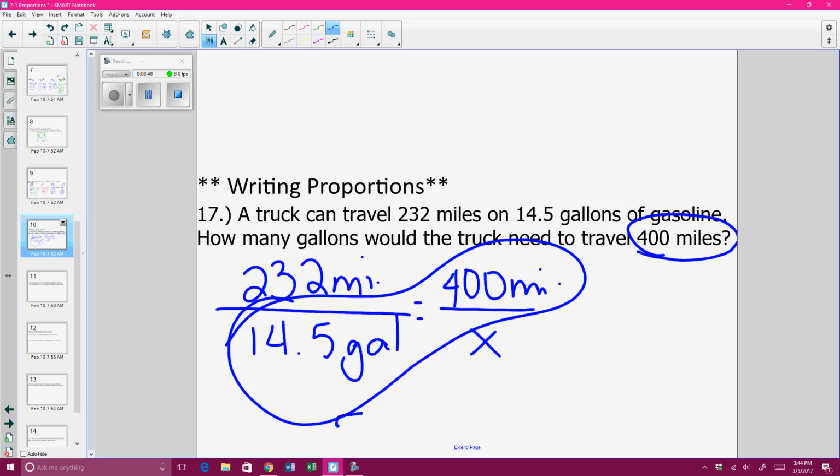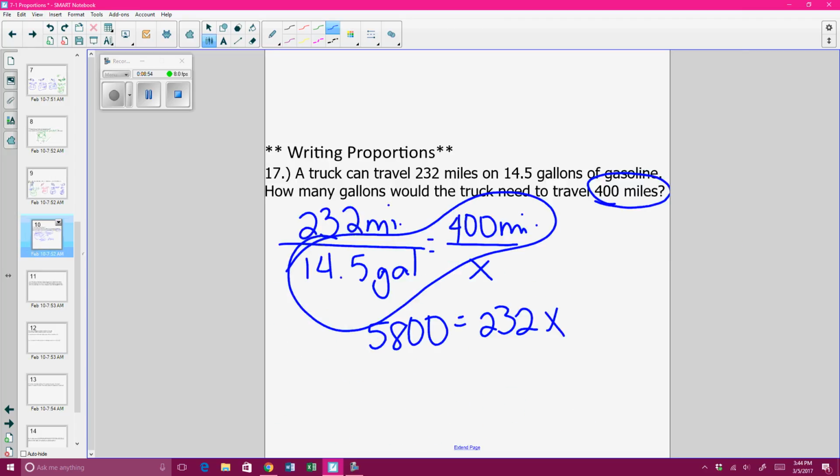So this is about, or it is, 5,800 equals 232x. Go ahead and divide that. And you see that x equals 25. Now we have to make sure that we label this. So look where x is. X is in the line that says gallons. So this would be 25 gallons.